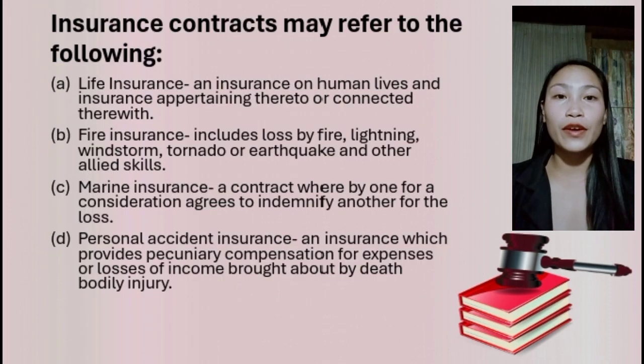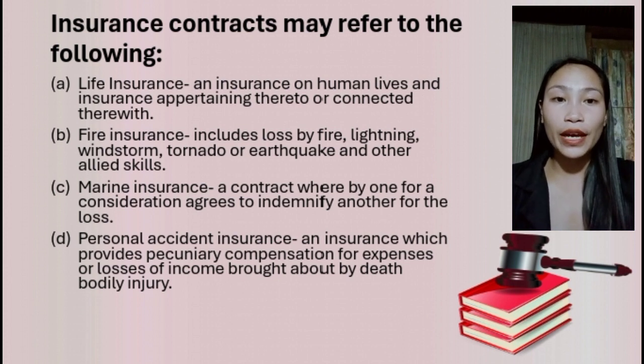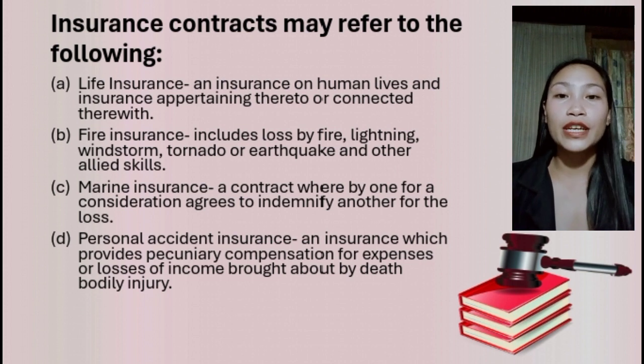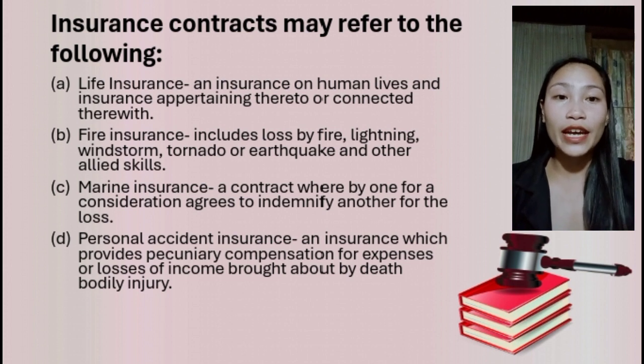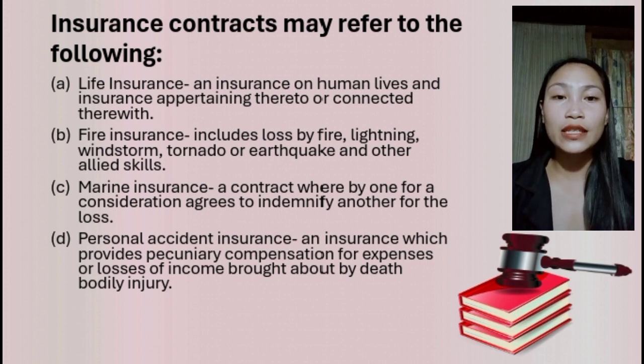Insurance contracts may refer to the following. We have life insurance, an insurance on human lives, or an insurance pertaining thereto or connected therewith. Then we have fire insurance, which includes loss by fire, lightning, windstorm, tornado, or earthquake, and other allied perils. Then we have marine insurance, a contract whereby one for a consideration agrees to indemnify another for the loss. Then last is personal accident insurance, which provides pecuniary compensation for expenses or losses of income brought about by death or bodily injury.